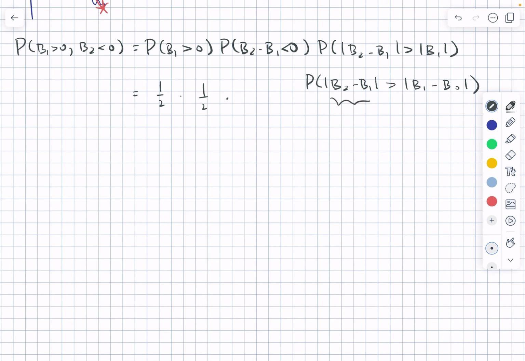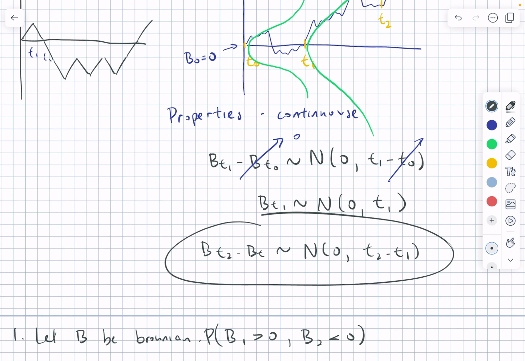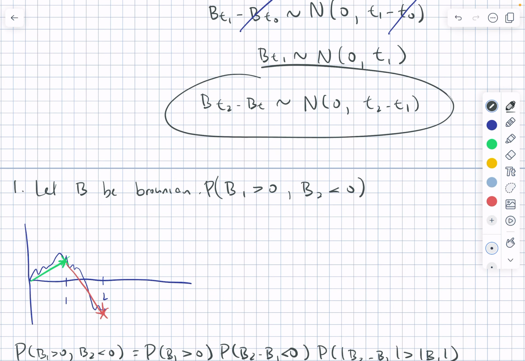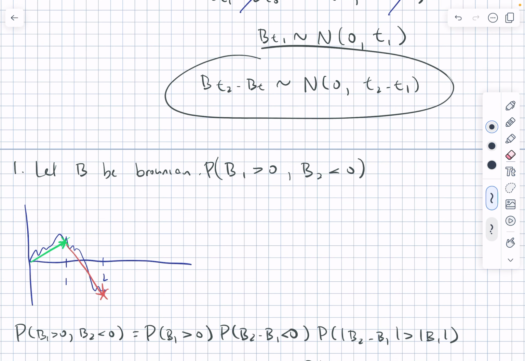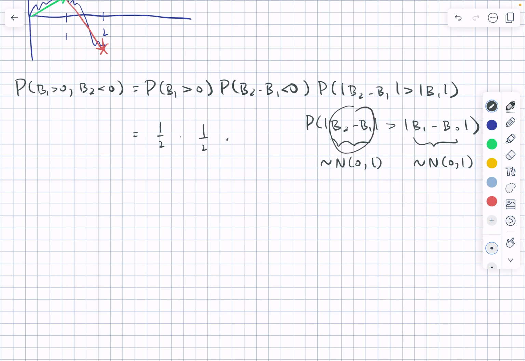But we can see that these are both normal distributions with a mean of 0 and a variance of 1. So these two are actually identical. This is because of this property of Brownian motion: the difference between two timestamps is always going to be a normal distribution with a mean of 0 and a variance of t2 minus t1. Because the difference in time is always 1 in both the left case and the right case, we know that these are two identical distributions.